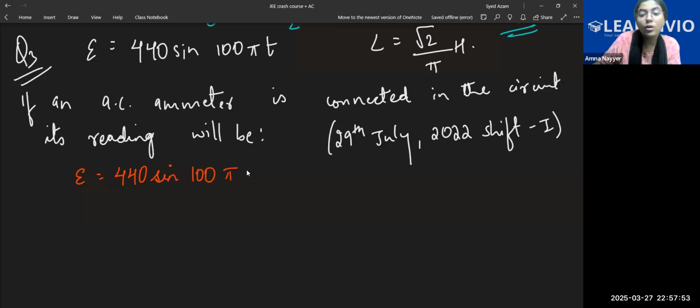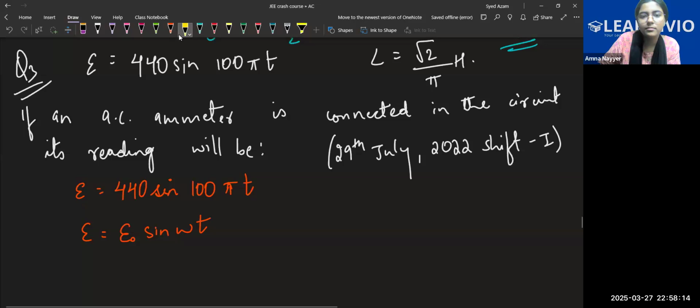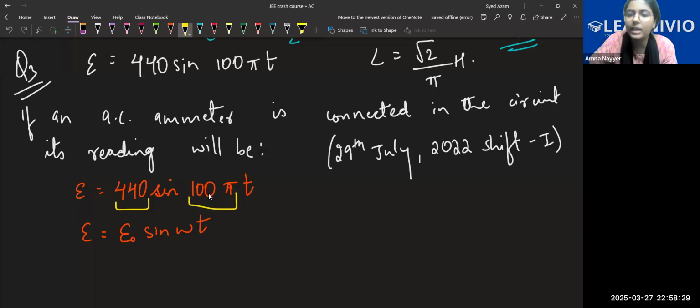Peak value of EMF, E0. How do we write the equation? E is equal to E0 sine omega t. So just relate what all things are what. E naught is 440, the peak value. Omega is 100 pi. So from here, E naught, that is the peak value, is 440 volts.